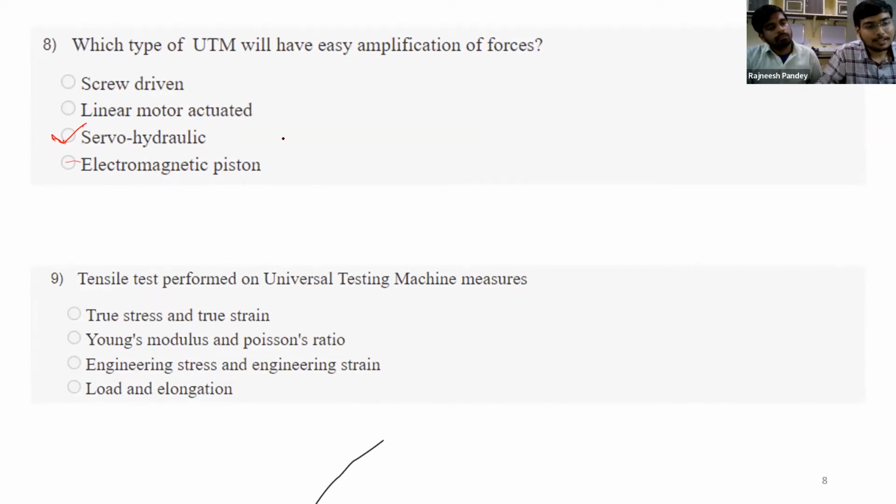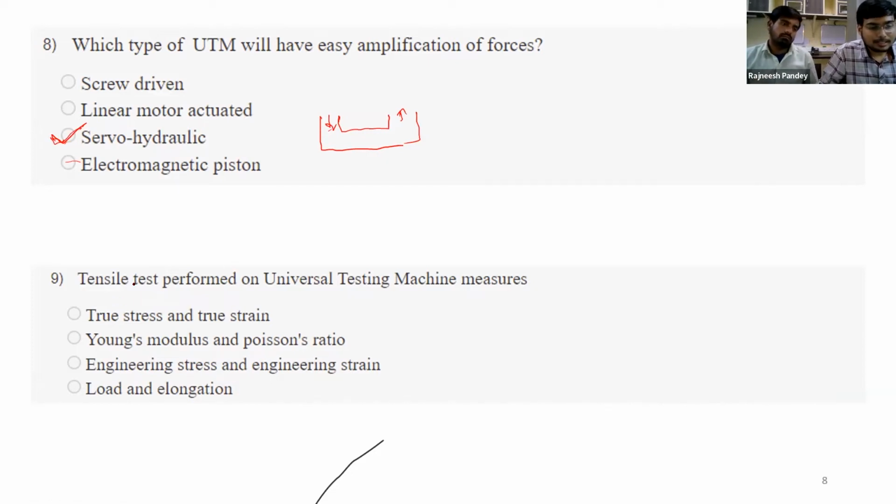But in the case of servo hydraulic, the pressure transfer will be there, and you would have seen like this, that this is transferred to this region. So there will be an easy amplification of the forces. So here the answer is servo hydraulic. Now let us see the next question also.